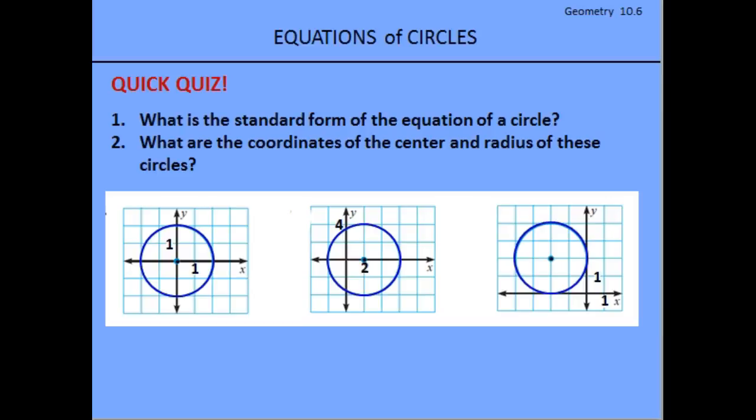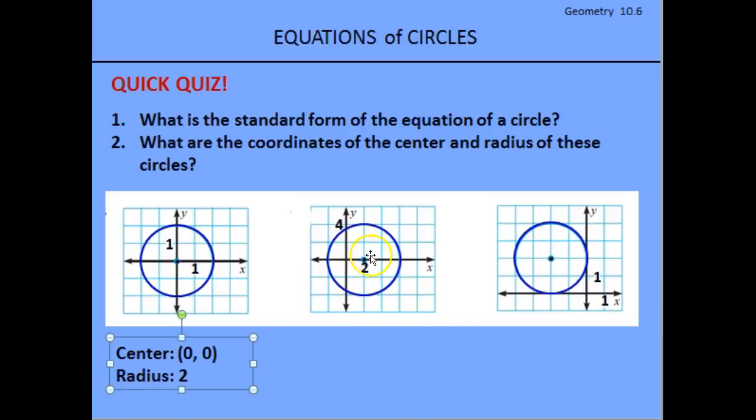Let's see, number 2. What are the coordinates of the center and radius of these circles? You can take a moment to figure those out. Pause if necessary. And the answers are, this first one here, the center is clearly at 0, 0 with a radius of 2. So center at 0, 0, radius of 2. Doesn't tell us to put it in the equation, just what's the center and radius.